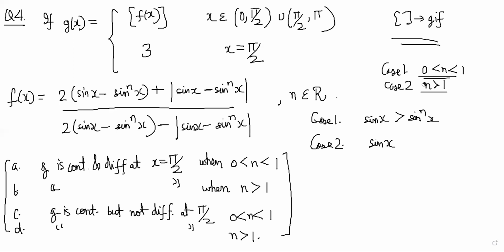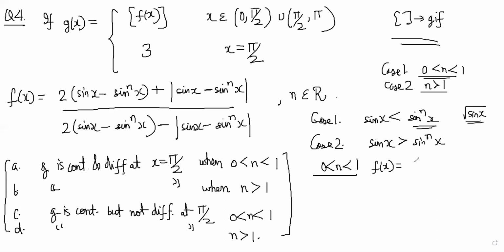When 0 < n < 1, sin x is less than this, because when you raise it to a fractional power the value increases. Basically, it's like saying root of sin x will be greater than sin x, right? So in this case, sin^n x will be greater than sin x.